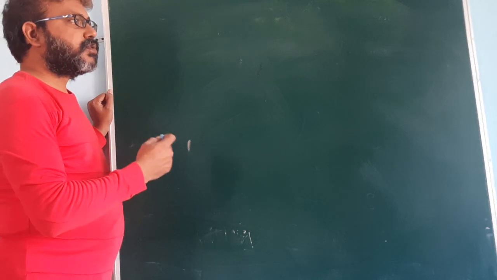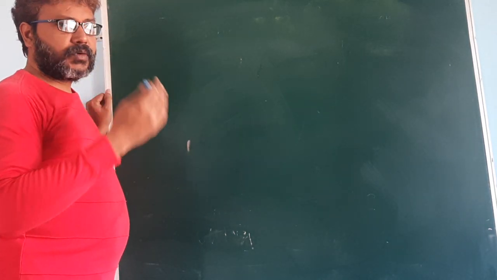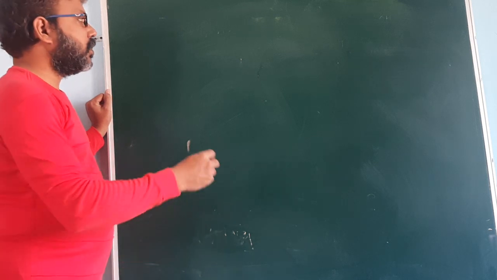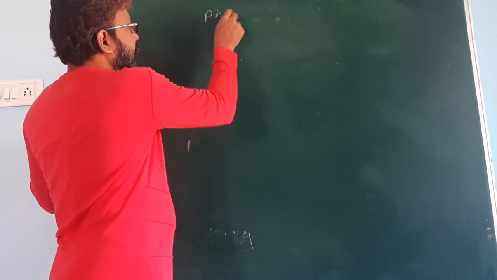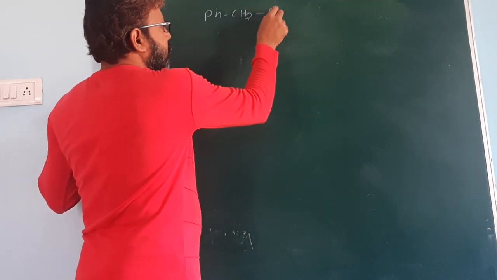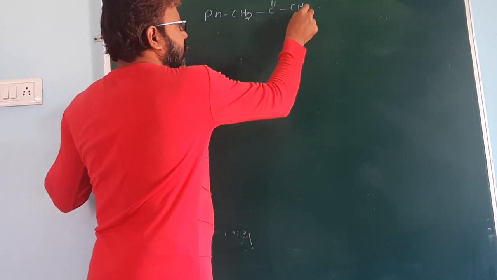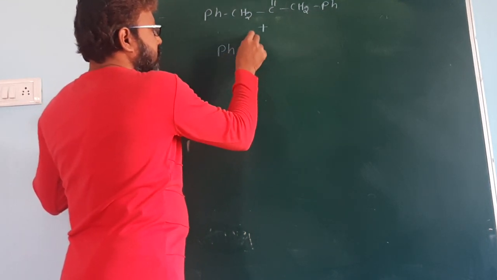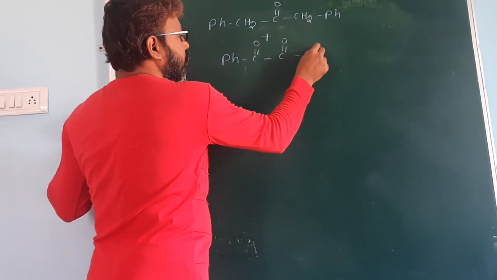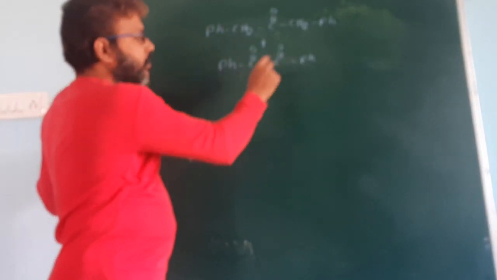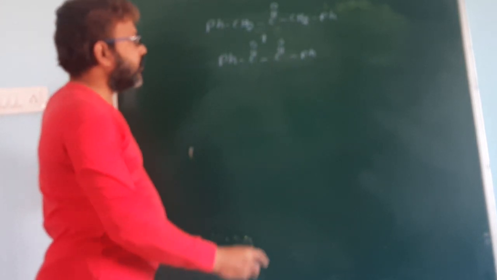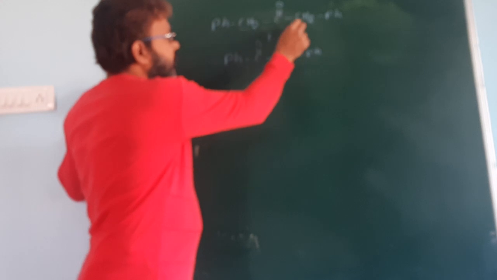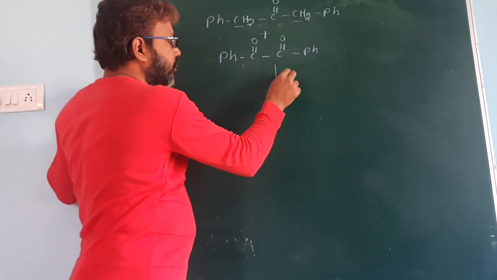Okay, so in aldol condensation, alpha hydrogen having carbonyl compounds are involved. You see one example. PhCH2C=O CH2Ph reacts with PhC=O C=O Ph. In this carbonyl compound there is no alpha hydrogen, but in the first one it has alpha hydrogen. This reaction takes place in presence of basic medium. Which product do you get?